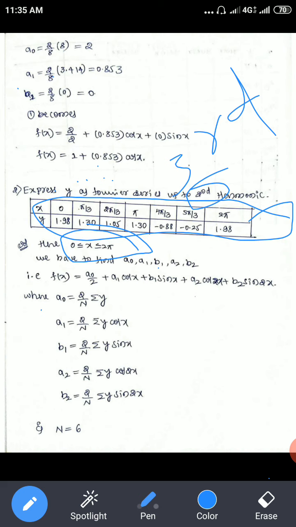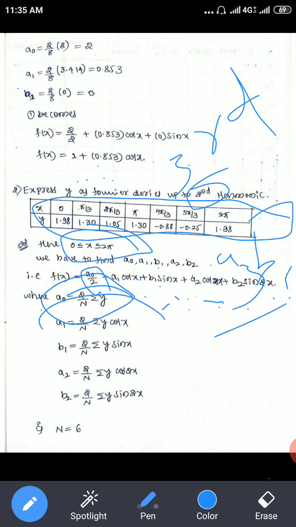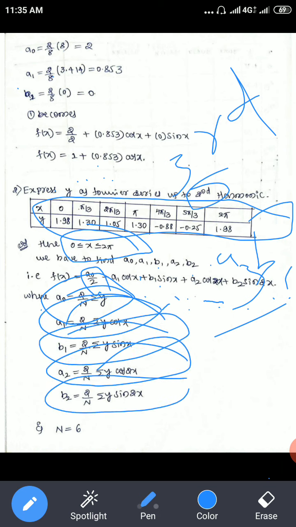So up to third harmonic means a0, a1, b1, a2, b2, next a3, b3, we have to find. So a0 by 2, plus a1 cos x plus b1 sin x, plus a2 cos of 2x plus b2 sin of 2x, plus a3 cos of 3x plus b3 sin of 3x. So this is the formula for a0, this is a1, this is b1, this is a2, this is b2.